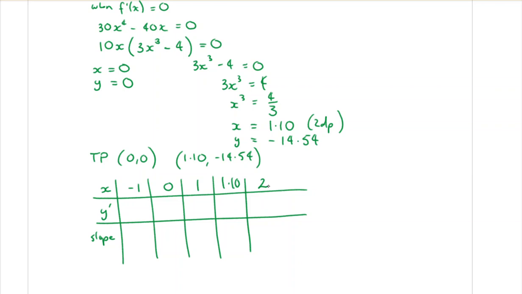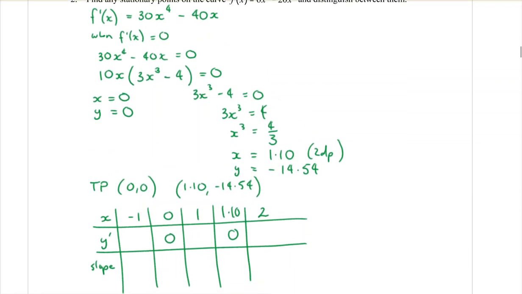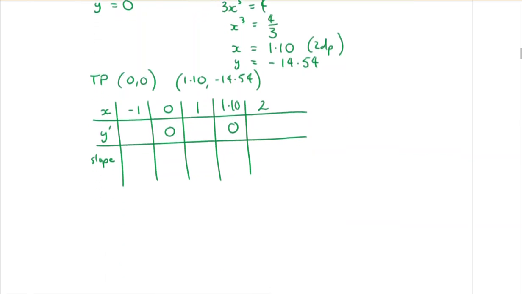So at the turning points, the gradient should be 0. So those ones we know straight away. You can check them by subbing them in just to make sure you've done everything correctly. But you can just write those ones down. Next, we need our calculator, and we're subbing these other values into my y dash, it's my f dash x up here, this one. So 30 times minus 1 to the power of 4 minus 40 times negative 1. 70. Yes. So 70, and then I got minus 10 and 400.